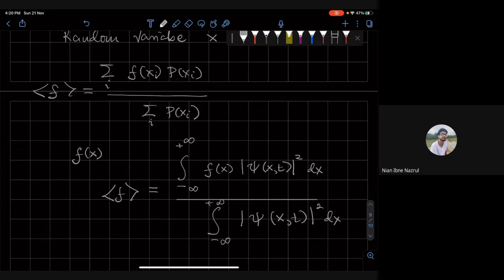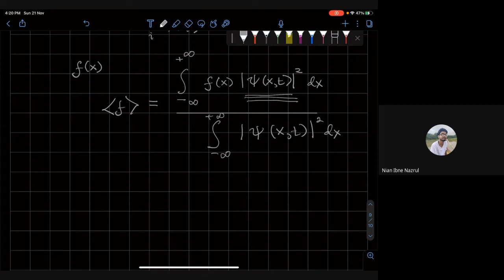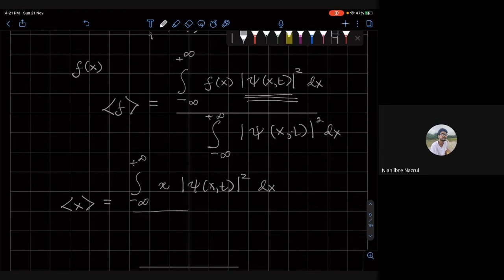So we are weighting this by the square, and that's basically because of the Born interpretation. Because Born said that the probability density is given by the mod squared of the wave function, right? So if that is the case, what is the expectation value of the position? Well, it will be given by the integral from minus infinity to plus infinity of x times psi of x of t squared dx divided by the normalization. Okay. So this is what we call the expectation value of the position, okay?